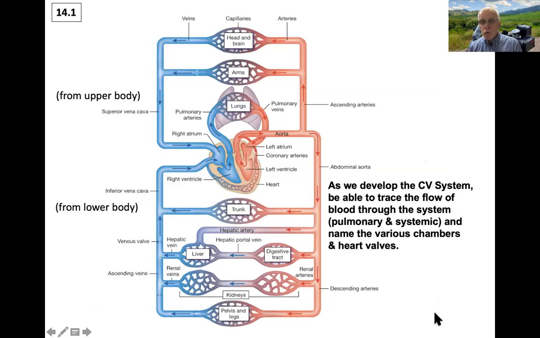Using this simple cartoon from the text, 14.1, as I promised you I would do. And again, I'll be supplementing. I have some others that I'm anxious to show you. It's a useful cartoon to begin to get a lay of the land.